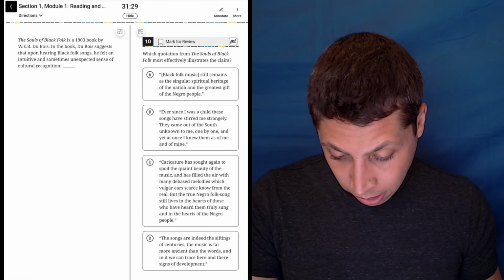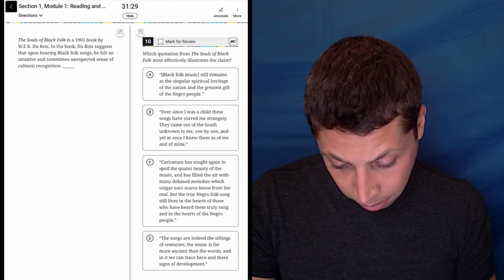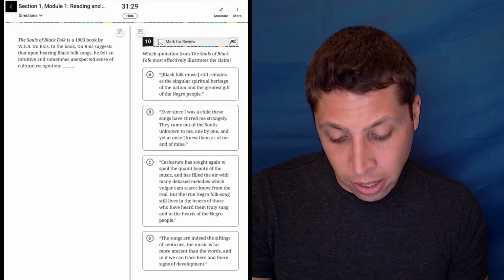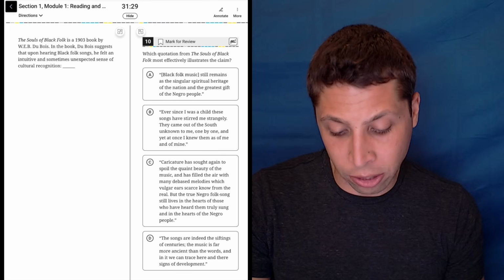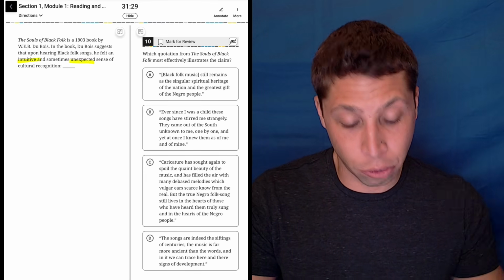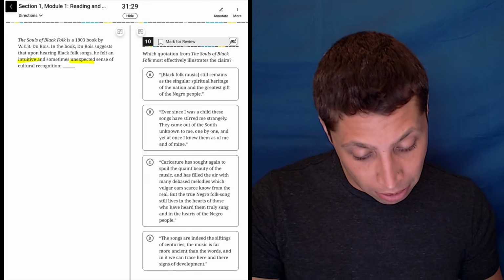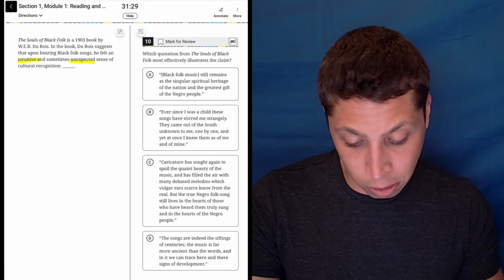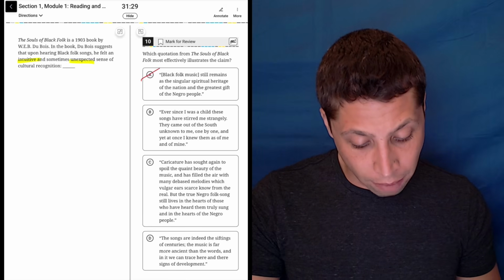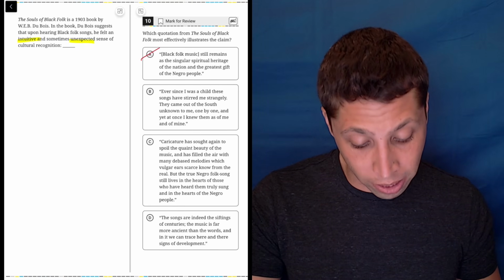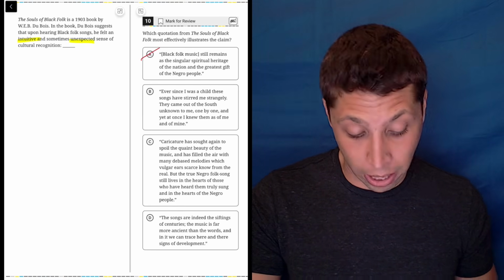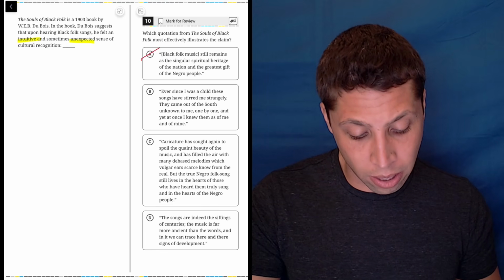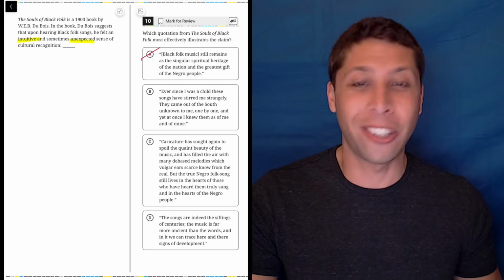Okay, which quotation most effectively illustrates the claim? Okay, it's a book. DeBar says that on hearing black folk songs, he felt an intuitive and sometimes unexpected sense of cultural recognition. So intuitive, unexpected. Those are strong words. I need to think about those. Black folk music still remains as the singular spiritual heritage of the nation and the greatest gift of Negro people. Nothing unexpected there. Okay. Ever since I was a child, these songs have stirred me strangely, unexpectedly. They came out of the South unknown to me one by one, and yet at once I knew them as of me and of mine. Intuition. This is definitely the answer.